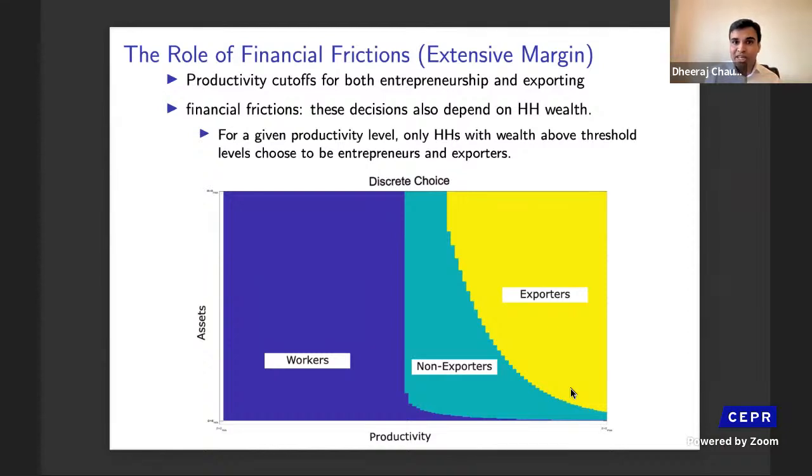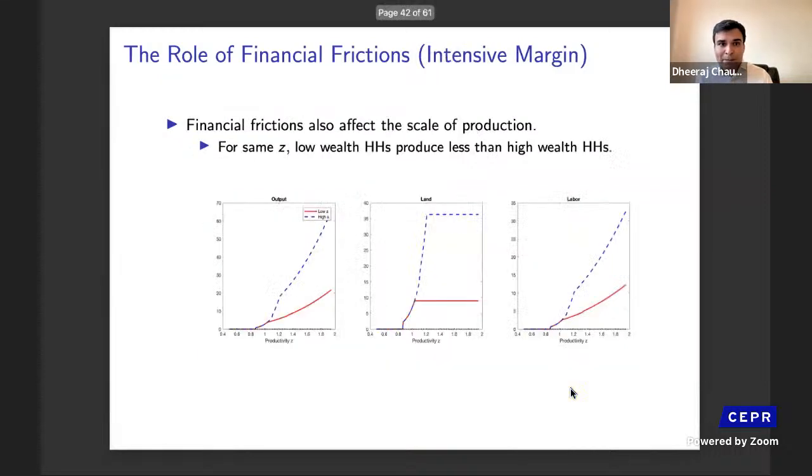So financial frictions can alter the number of entrepreneurs and number of exporters by pricing out relatively poor households. Financial frictions also affect households on the intensive margin.